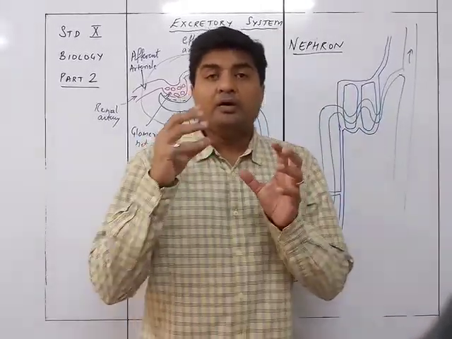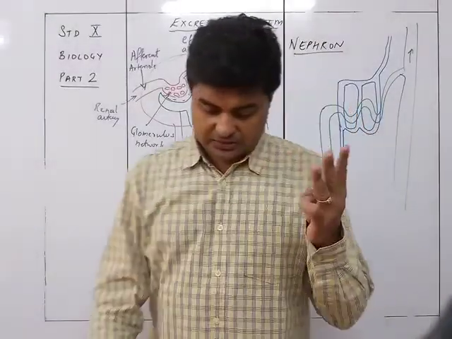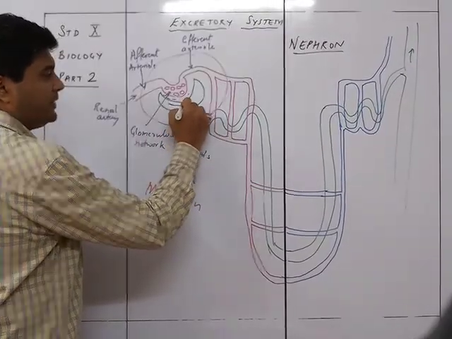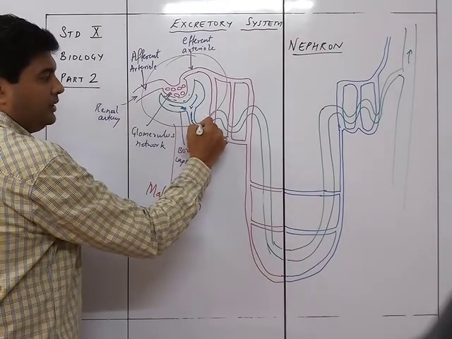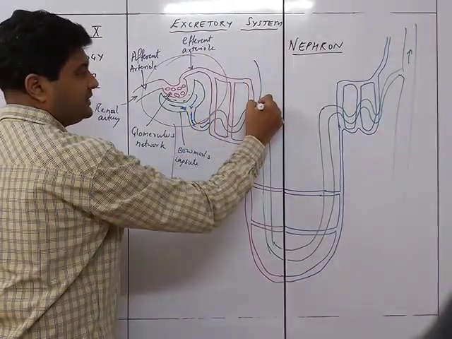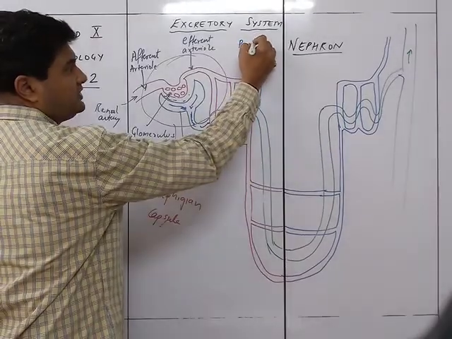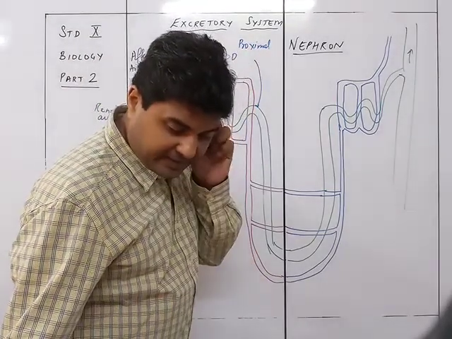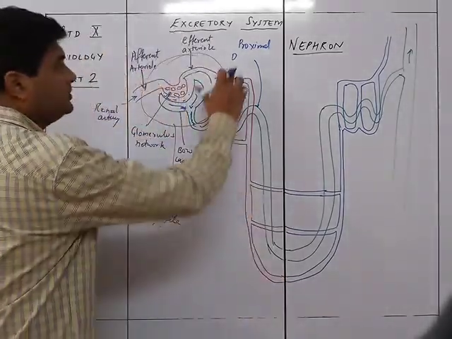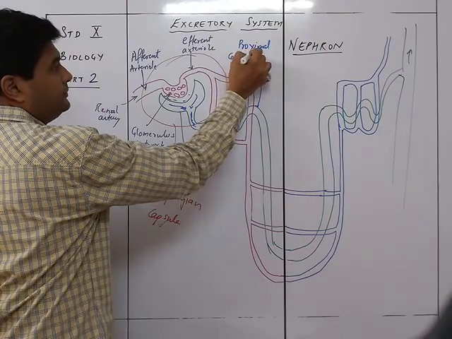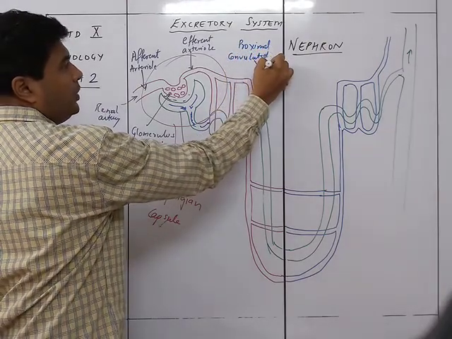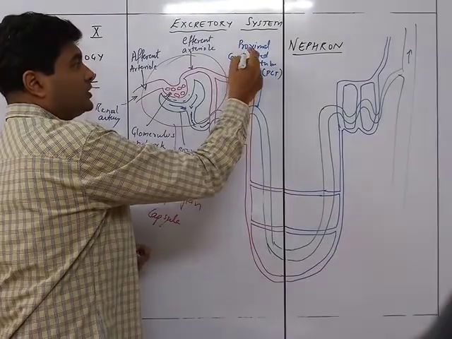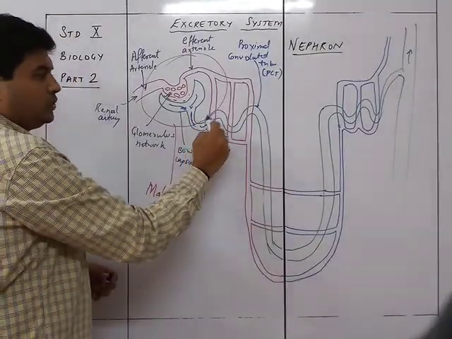Now what happens further? This goes through three stages. The first stage is the green part over here. Whatever comes from the glomerulus enters the tube over here, and these tubes are called the proximal convoluted tubes, or PCT, the first convoluted tubes. So it passes through the PCT.